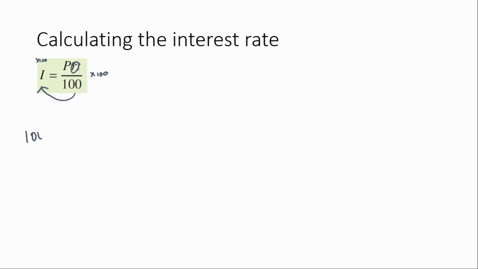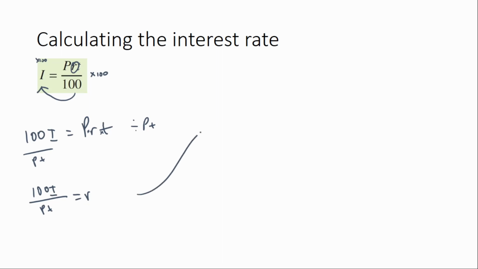So I've got 100I on the left equals PRT on the right. Once I've done that, I can divide both sides by P and T, because that means P times R times T, and the opposite of times is divide. So that means I'm going to have 100I over PT equals R. Now I've got R by itself.